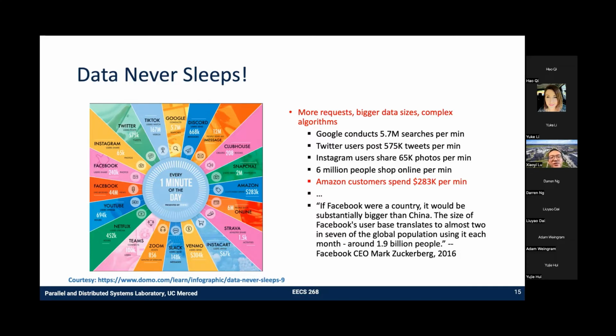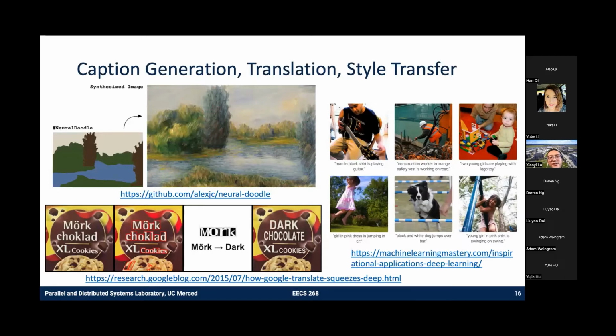And then over there, they will generate logs in the data center services. And then those logs will trigger some other backend processing. And then those systems will generate logs again, or generate data again. So actually every minute you generate a lot of data in all these services, okay? Like Twitter, Instagram, and so on. So more requests lead to bigger data sizes, and then bigger data sizes will trigger complex algorithms to be developed in applications. So this is why we see big data is a big challenge in different kinds of communities, not just us. So here, I just give you some examples.